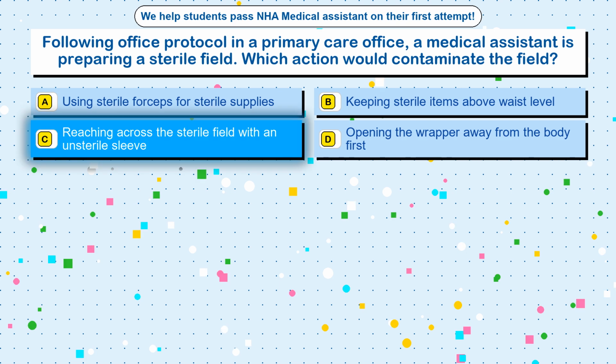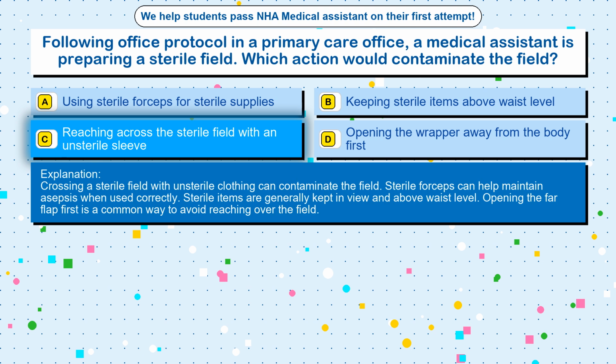The correct answer is option C, reaching across the sterile field with an unsterile sleeve. Crossing a sterile field with unsterile clothing can contaminate the field. Sterile forceps can help maintain asepsis when used correctly. Sterile items are generally kept in view and above waist level. Opening the far flap first is a common way to avoid reaching over the field.